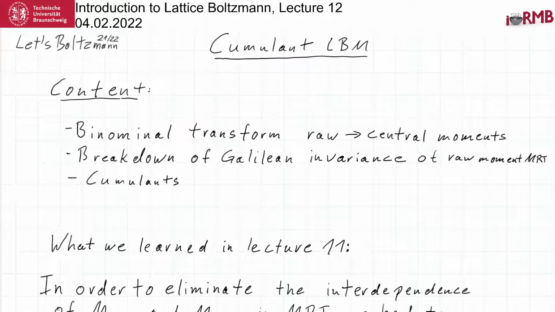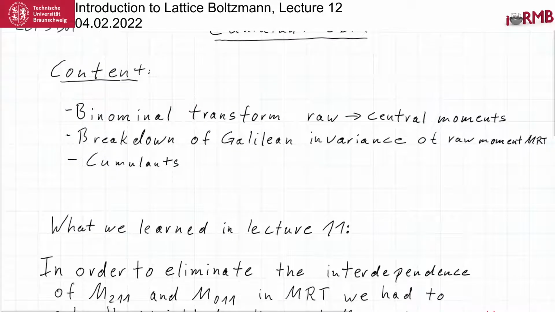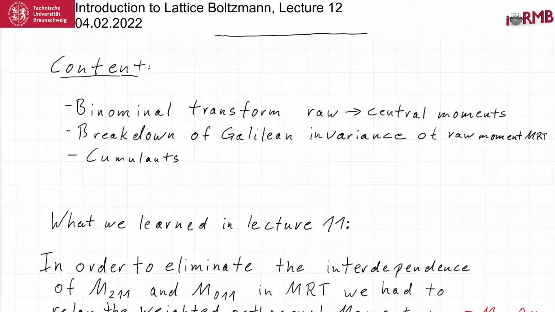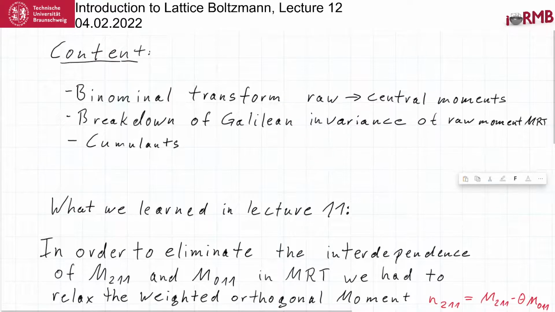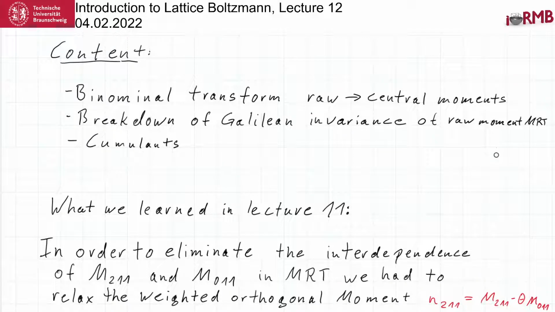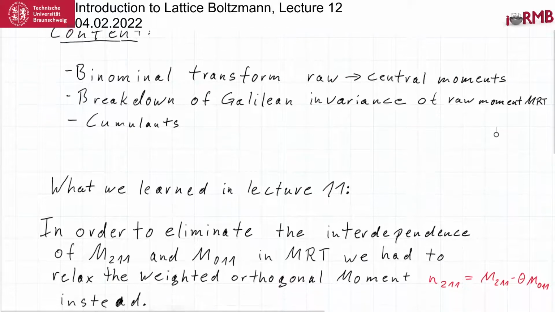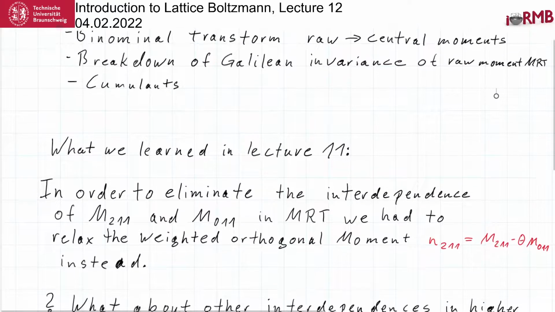So there's not too many things on the agenda, but they are pretty important. Okay, we talk about the binomial transform that allows us to translate between raw moments and central moments. Then we will discuss the breakdown of the Galilean invariants if we use MRT with raw moments, and then we introduce the cumulants.